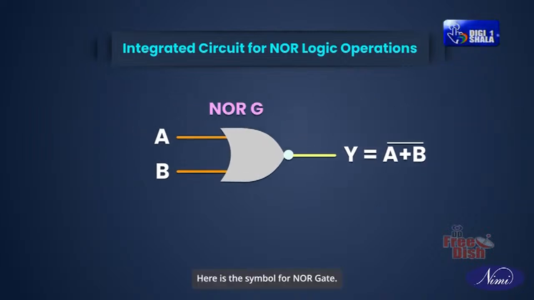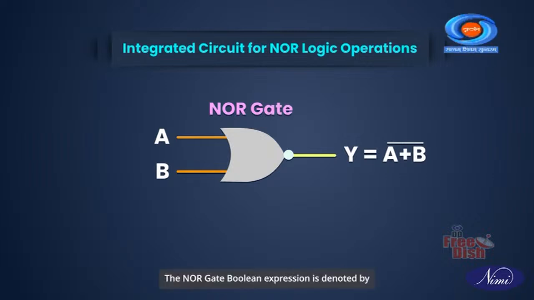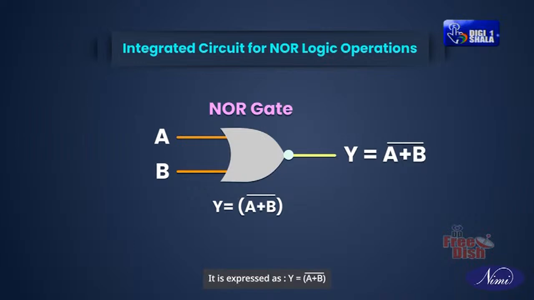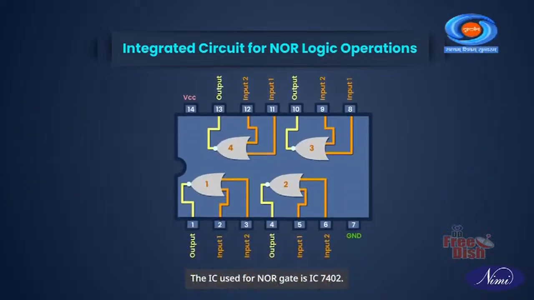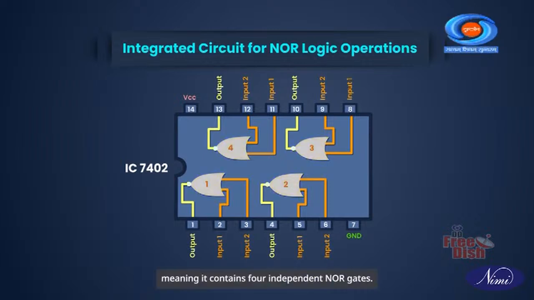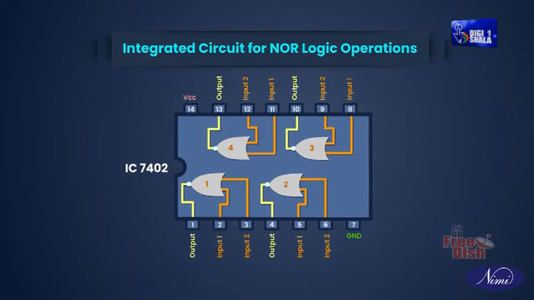Here is the symbol for the NOR gate. The NOR gate Boolean expression is denoted by a complement of OR. It is expressed as Y is equal to A plus B bar. The IC used for NOR gate is IC7402. The IC7402 is a quad 2-input NOR gate chip, meaning it contains 4 independent NOR gates. It comes in a standard 14-pin package.